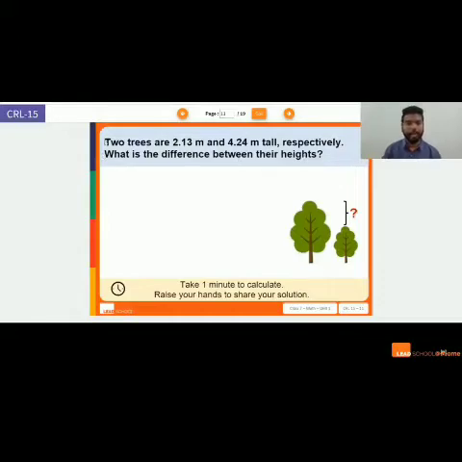All right. I'll read the question again. Two trees are 2.13 meters and 4.24 meters tall respectively. Respectively means one after the other. What is the difference between their heights? Here the operation is subtraction. All right, you will have 1 minute to solve this problem. Your time starts now.